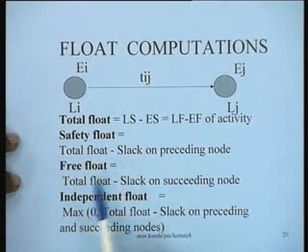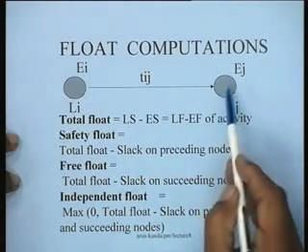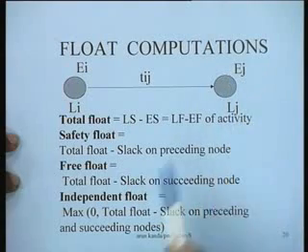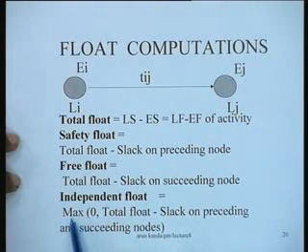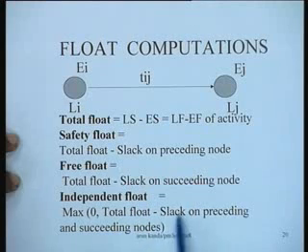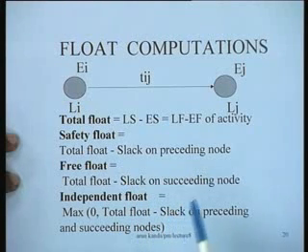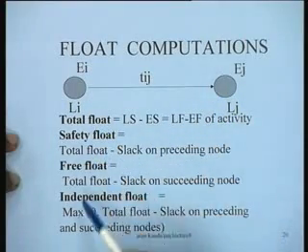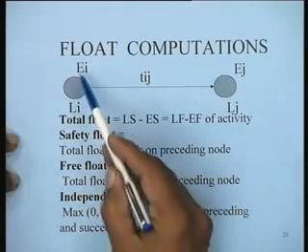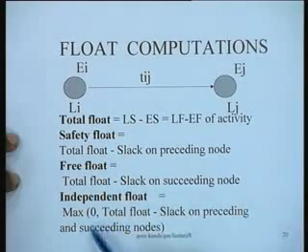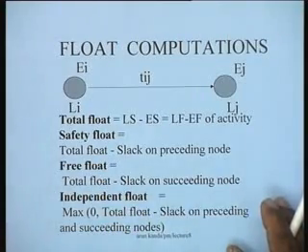The free float is obtained as the total float minus the slack on the succeeding node, that is Lj minus Ej. And the independent float is nothing but the maximum of 0 and total float minus slack on preceding and succeeding nodes. So what really happens is that we try to determine the total float first, and by identifying the node slacks we can determine all the 4 kinds of floats for that particular activity.